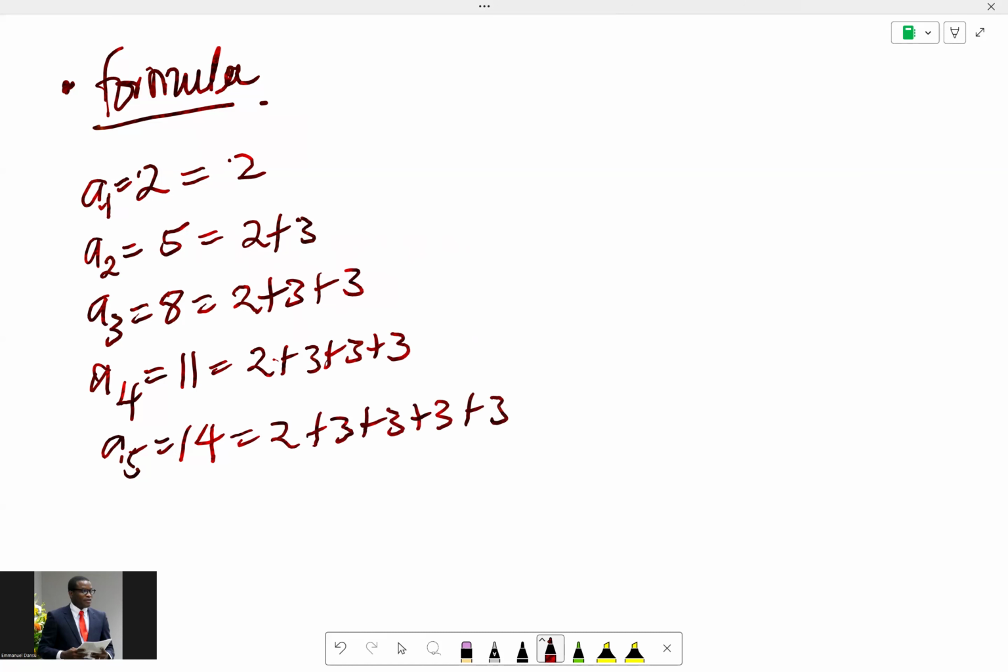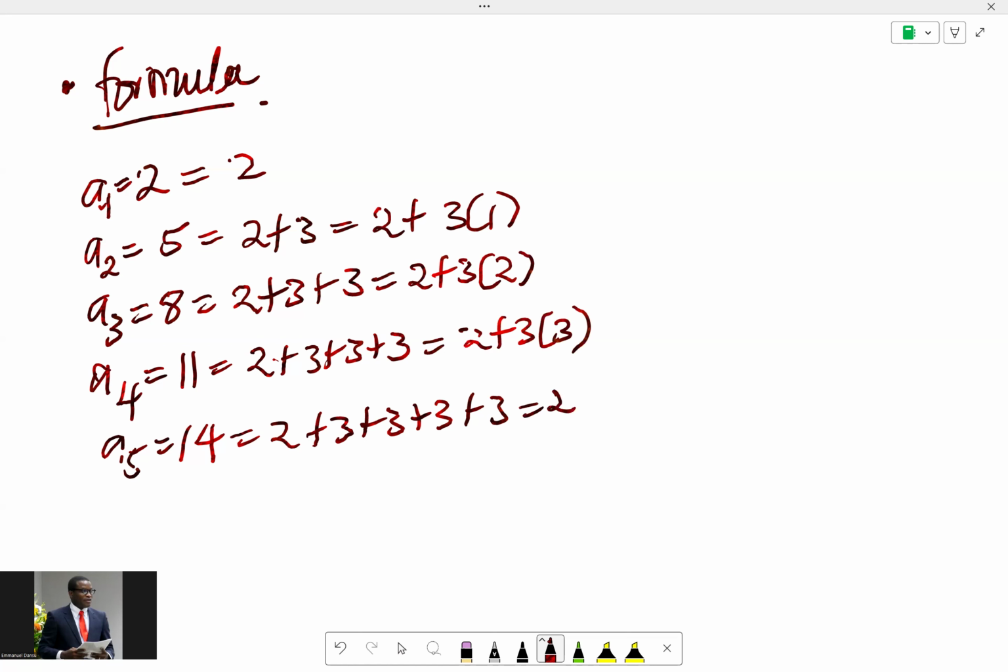This is more like, so there's no 3 here, right? So at the end of the day, this is like 2 plus 3 in one place. This is 2 plus 3 in two places. This is 2 plus 3 in three places. And this is 2 plus 3 in four places. And it goes on like that. So we can actually say this is 2 plus 3 in 0 places.